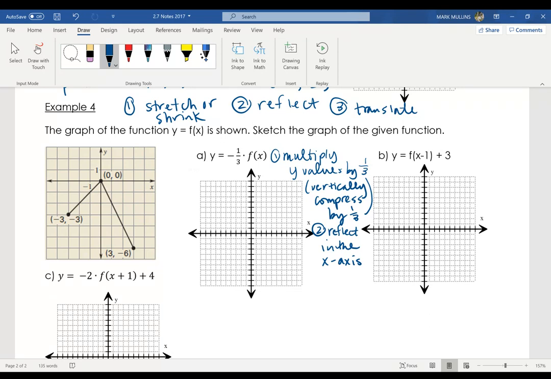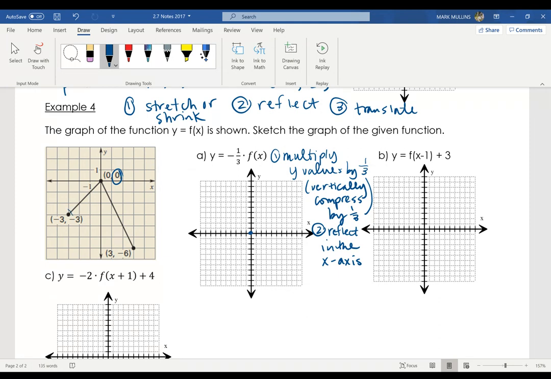So I want to think about where my original points were. If I have a point at 0, 0, my Y value is 0. When I divide that by 3, it's still 0. If I reflect it, it's still 0. I can't take 0 and make it negative 0. So I know that this point here is still going to be the same.